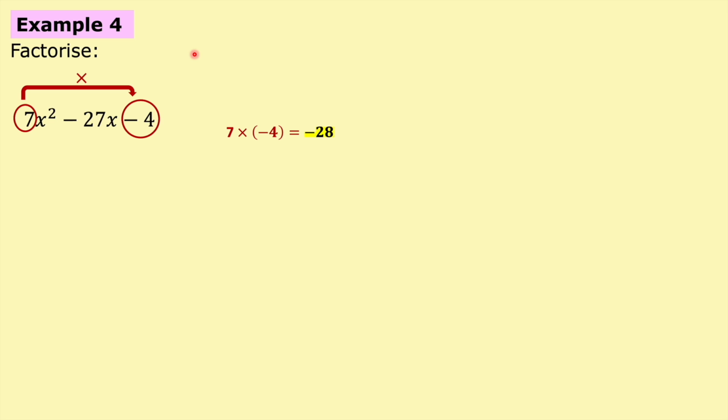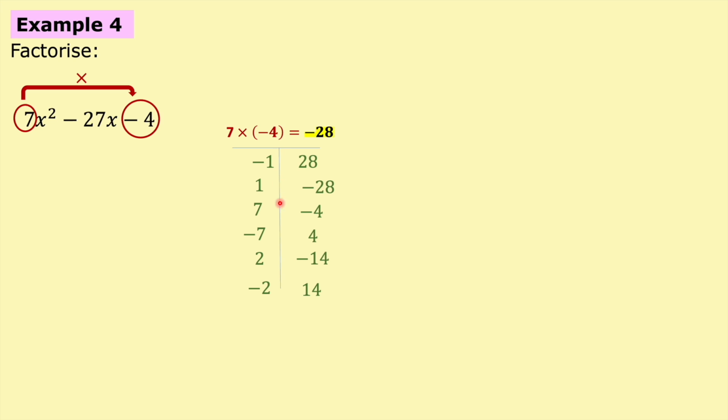We now need to write down all the factors of -28. So we've got -1 and 28. We've also got +1 and -28. We've also got 7 and -4, like we have here. We've also got -7 and +4. And we also have 2 and -14, -2 and 14. So there could be lots of factors.